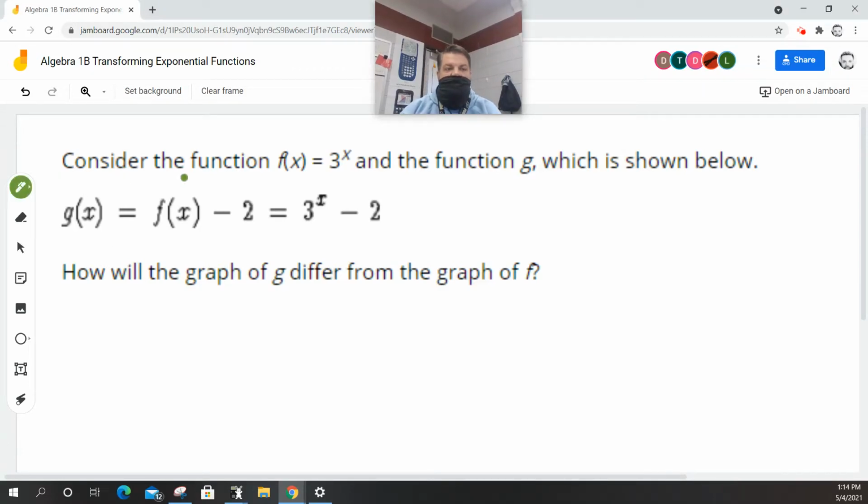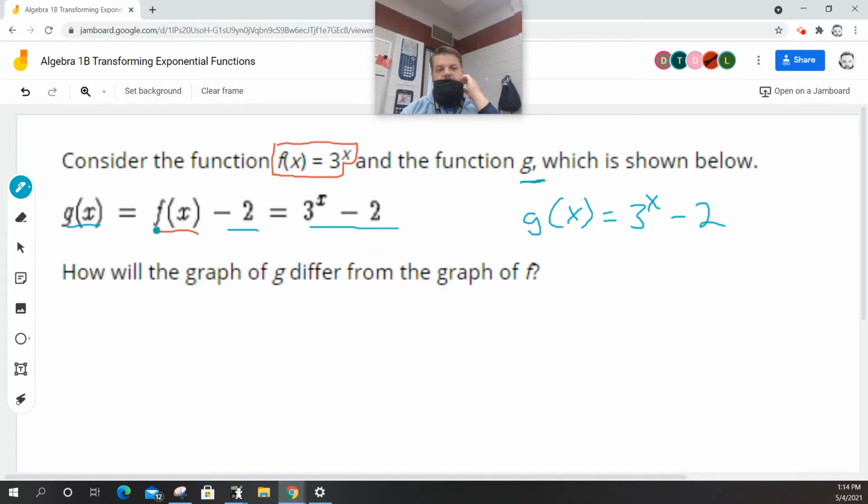So for this question, it says consider the function f of x. F of x is 3^x. Then it says consider g of x. G of x is f of x minus 2. And when you plug that all in together, we've got g of x, which is equal to 3 raised to the x minus 2. I said 3 of x, it's actually 3 raised to the x, minus 2.